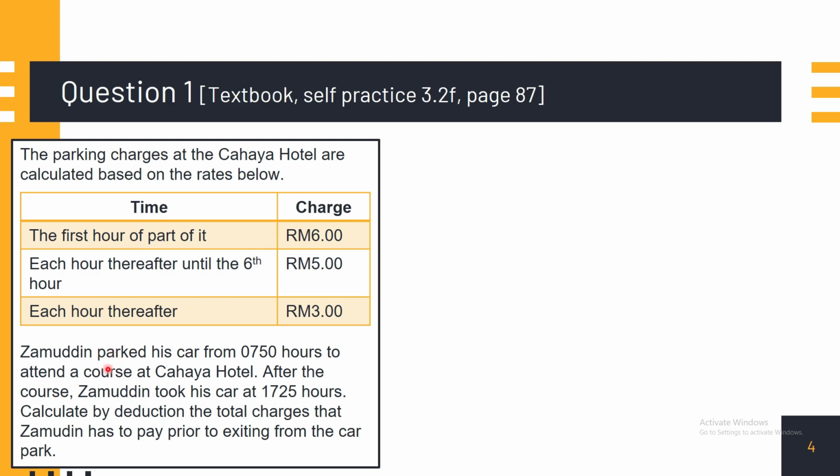Zamuddin parked his car at 7:50 hours to attend a course at Cahaya Hotel. After the course, Zamuddin took his car at 17:25 hours. This is in the 24-hour time format. Then calculate by deduction the total charge that Zamuddin has to pay prior to exiting the car park. Okay, we need to calculate the total charge that Zamuddin needs to pay for his parking. Okay, now for the solution.